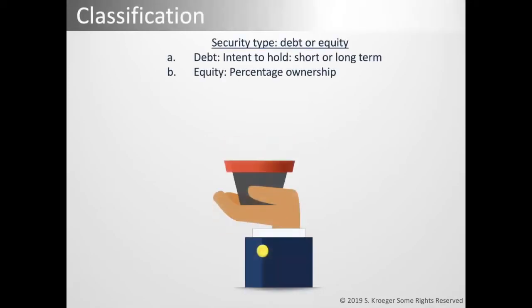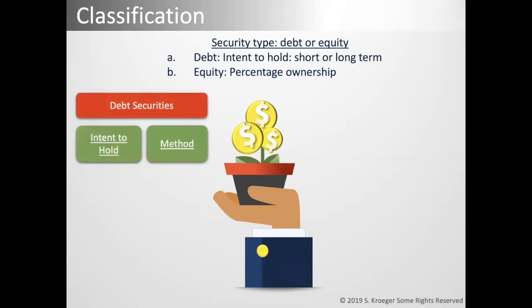This next topic is on fair value reporting for these investments. But first, we're going to do an overview of all the reporting methods. In order to determine the reporting method, we need to know if it's a debt or equity security. For debt securities, we need to know the holding intent, whether it's short or long term. For equity securities, we need to know the percent ownership, which means how much of the company do we own.